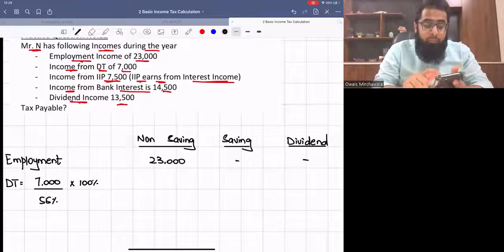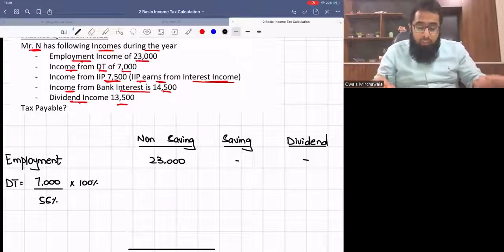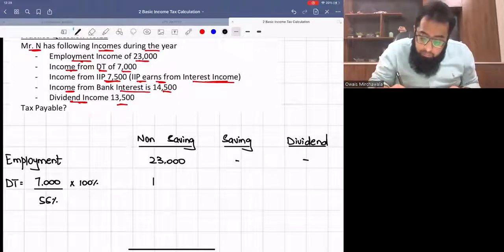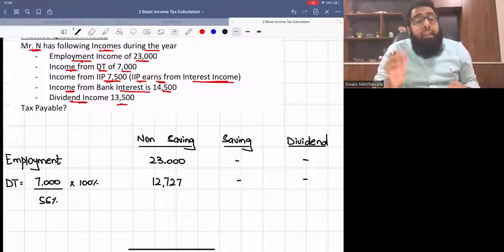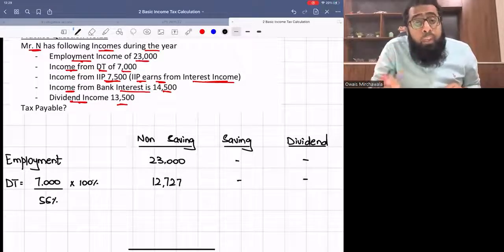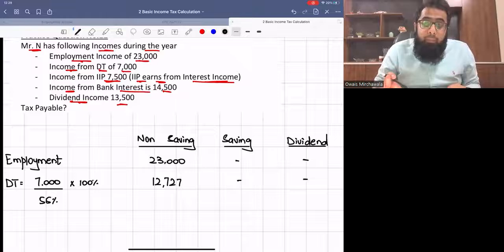7,000 divided by 55% multiplied by 100%. So we will gross it up: 12727. And you all know that discretionary trust always goes in the non-saving income.